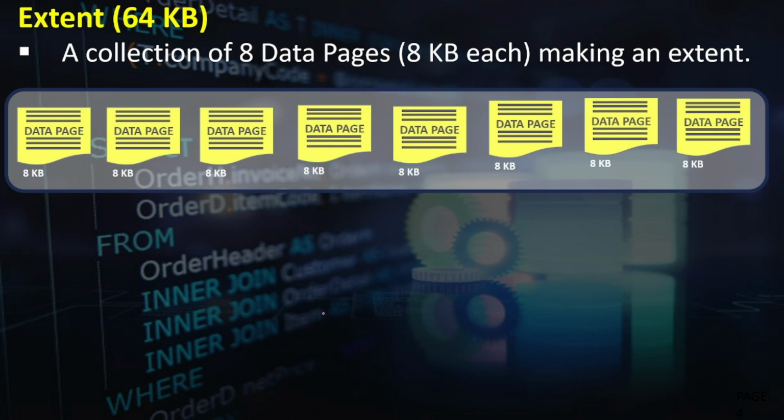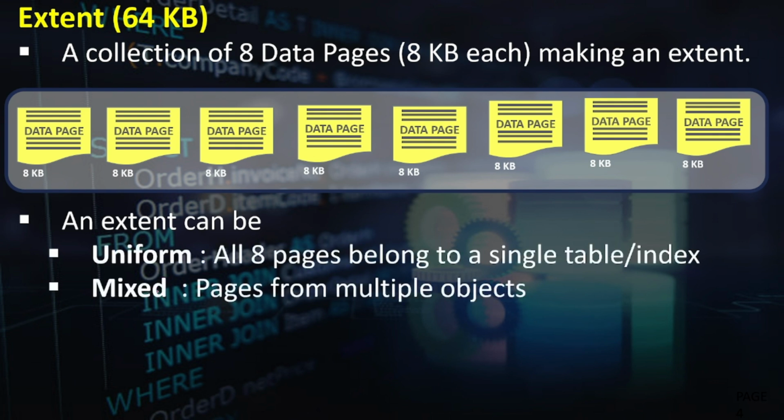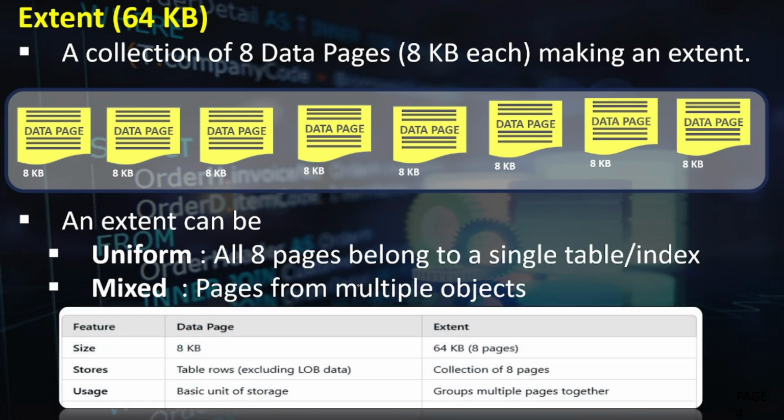Once you combine 8 such data pages together, it becomes an extent. So an extent is nothing but a collection of 8 data pages. The extent can be a uniform extent or a mixed extent. If it is a uniform extent, all 8 pages belong to the same table or the same index. Let's say you have a table which contains some data. If all 8 pages are for that specific table, it is called a uniform extent. But if there are pages from multiple objects, like multiple tables, then it becomes a mixed extent. This is the basic difference between a uniform extent and a mixed extent.